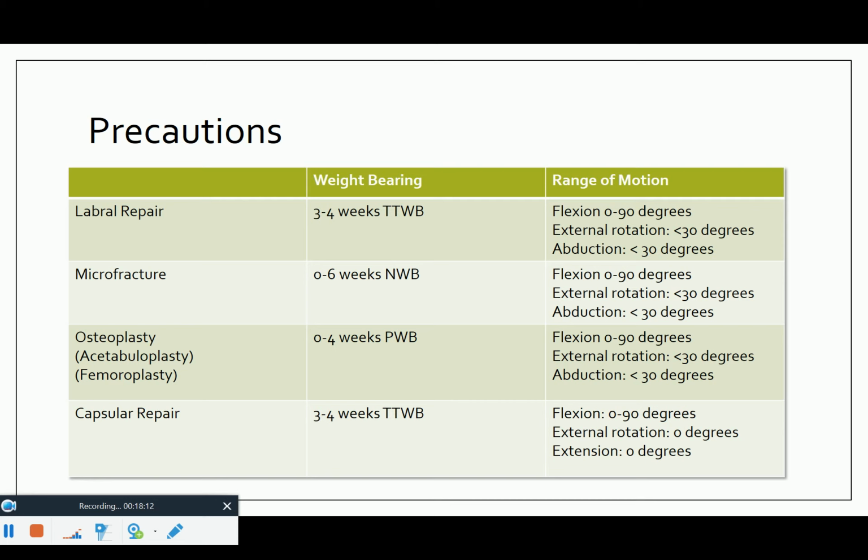And repairing just means that if there's a tear in the capsule, they essentially suture or sew it back together, trying to create anatomical normalcy. So you want to make sure you don't stress that. So there's very limited, no external rotation, no extension, because typically these occur in the anterior part of the capsule, and then flexion 0 to 90 degrees.